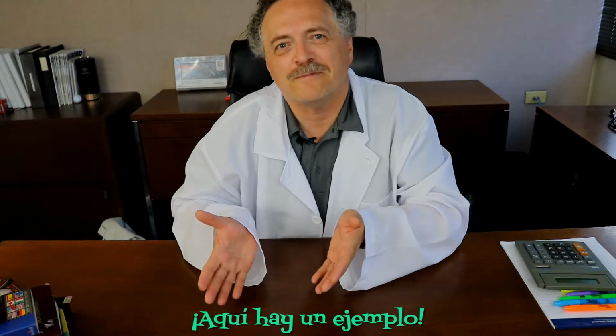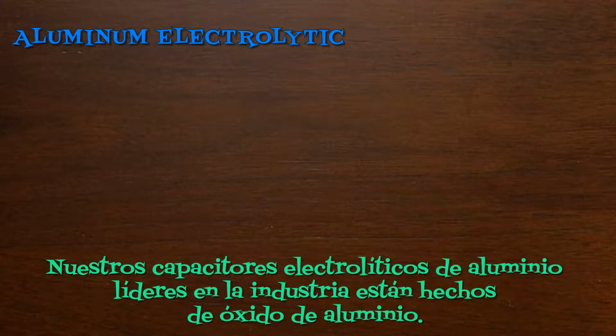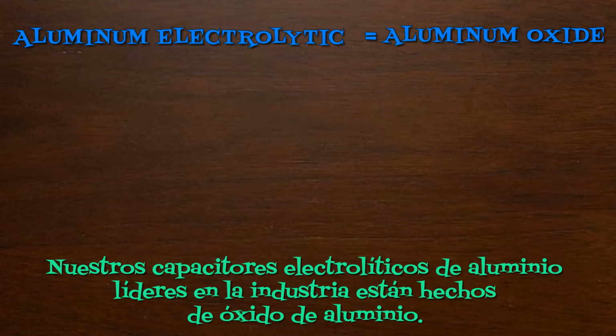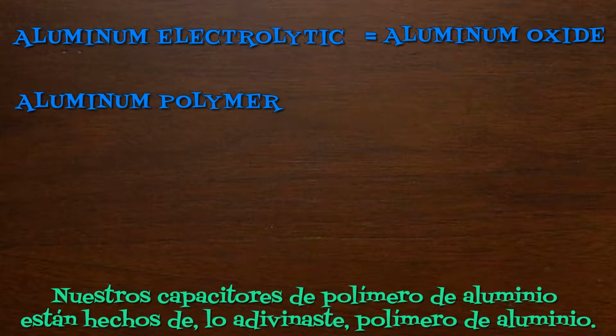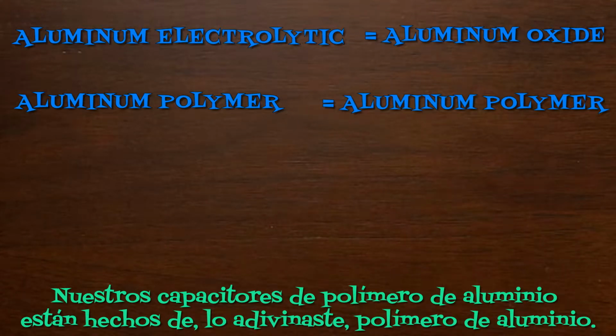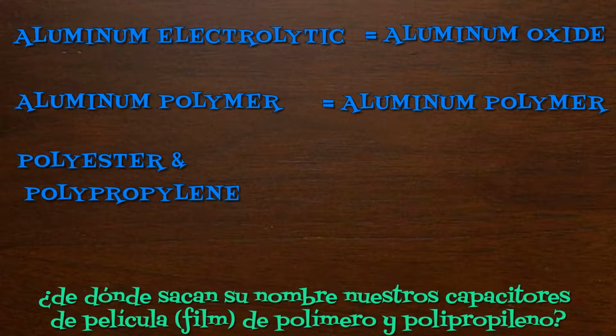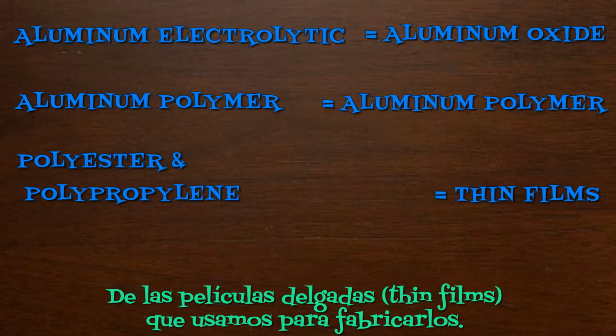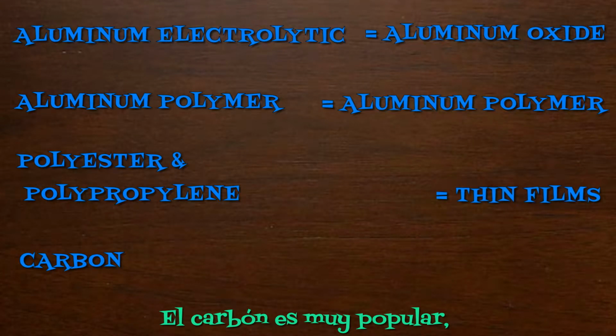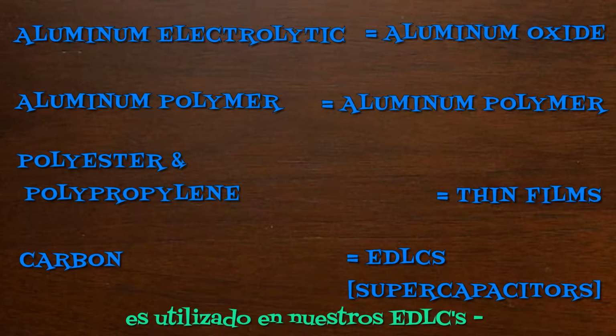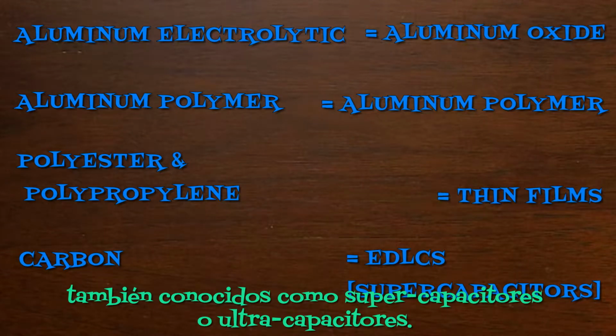Here's an example. Our industry-leading aluminum electrolytic capacitors are made with aluminum oxide. Our aluminum polymer caps are made using, you guessed it, aluminum polymer. Riddle me this. How do polyester and polypropylene film caps get their names? From the thin films we use to make them. Carbon's a heavy hitter. We use it in our EDLCs, aka supercapacitors or ultracapacitors.